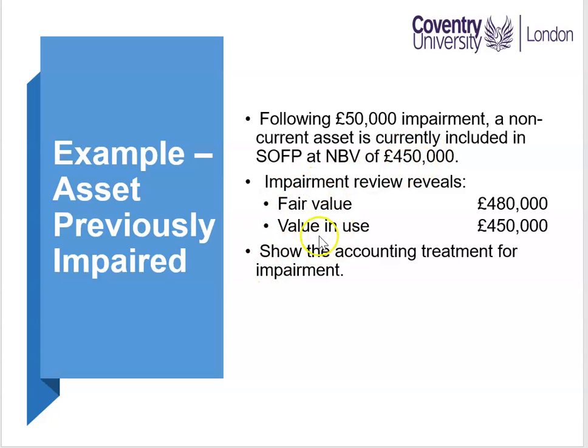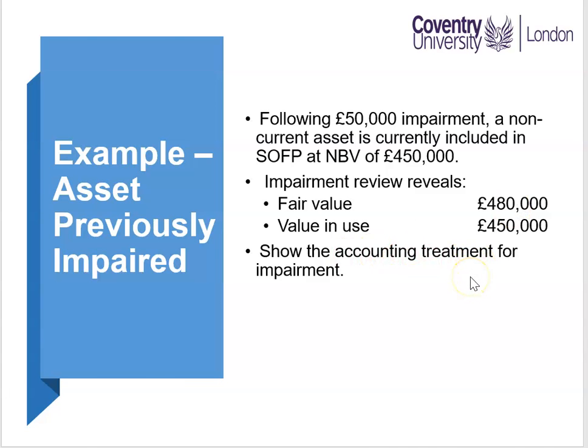Now we've undertaken another review. The fair value is now 480, value in use is 450. Therefore, the recoverable amount has increased to 480. And because this is now more than 450, we can now reverse 30,000 back into the accounts.